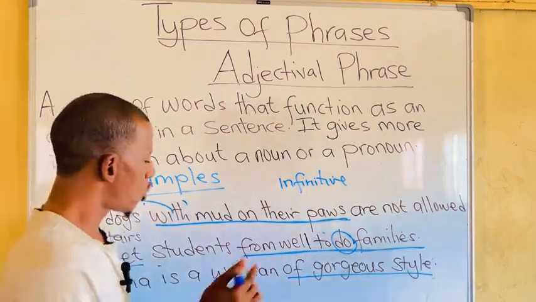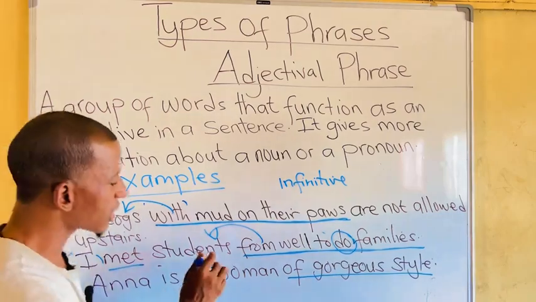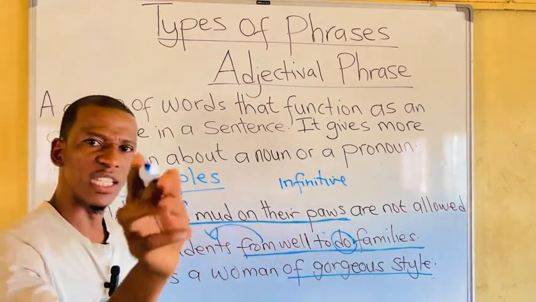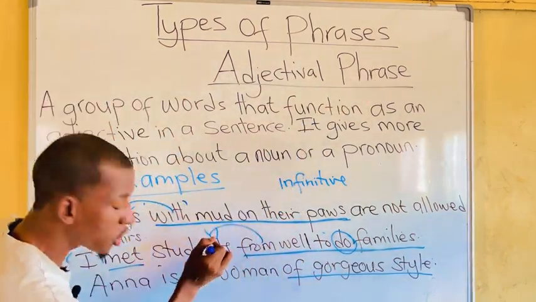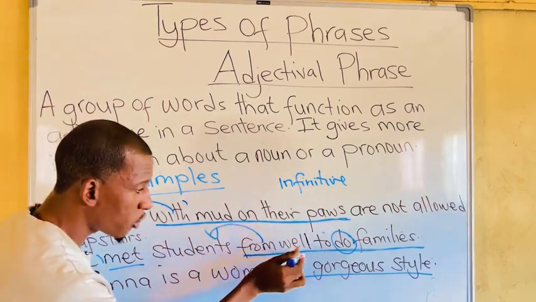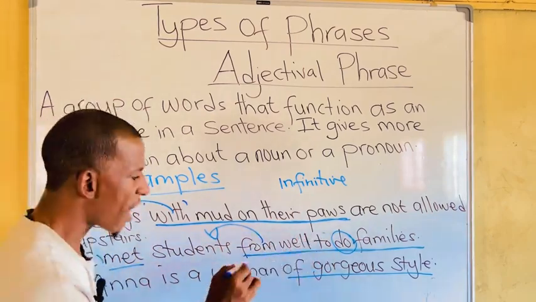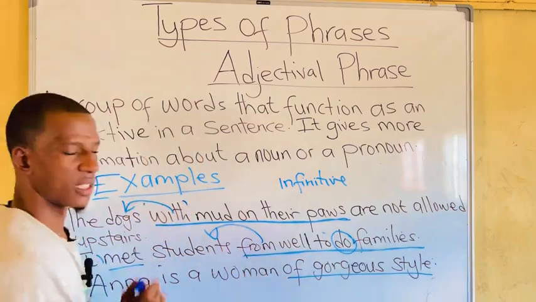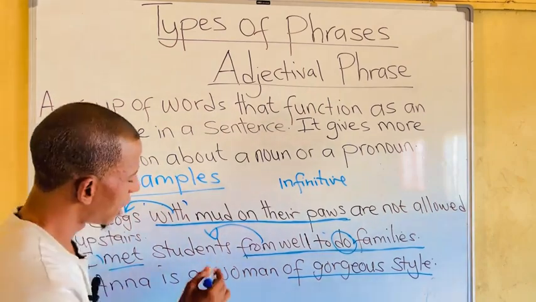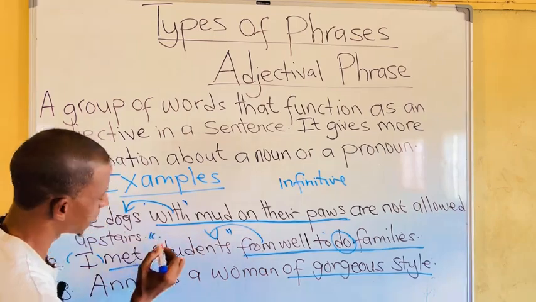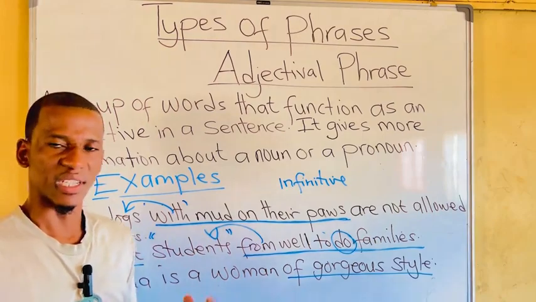Now if I ask you the question, who are from well-to-do families? You will tell me it is the students. The students are the ones that are from well-to-do families. This is why we consider this group of words as an adjectival phrase, because they are focusing on the noun students. They are giving us more information about the noun students. So we say, I met students from well-to-do families. Who are from well-to-do families? You will come and tell me these are the students. Therefore, this is an example of an adjectival phrase, and the function is that it qualifies the noun students. This is how we answer adjectival phrases.